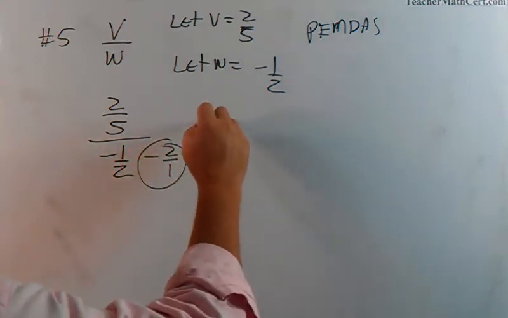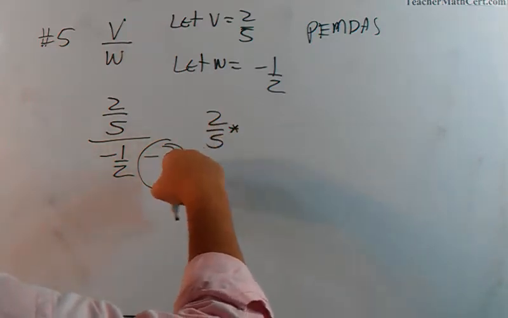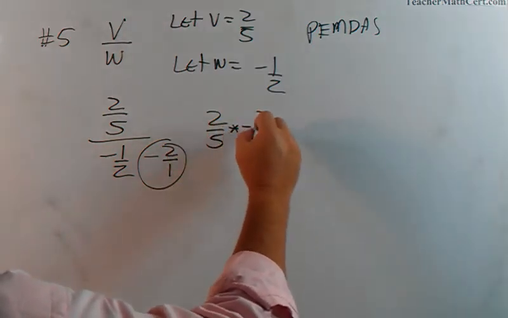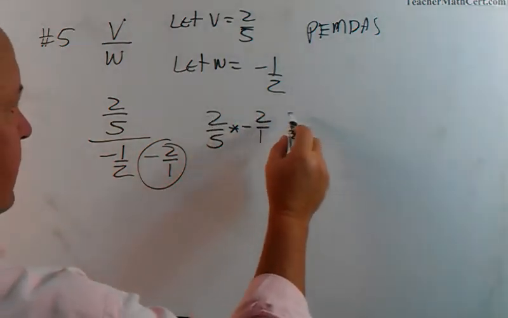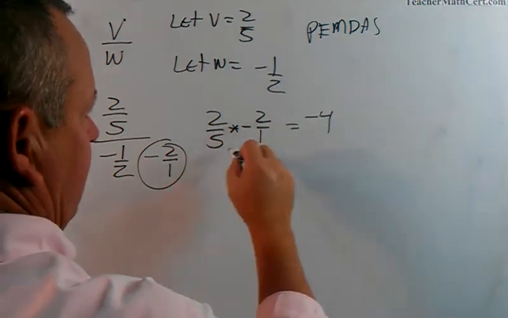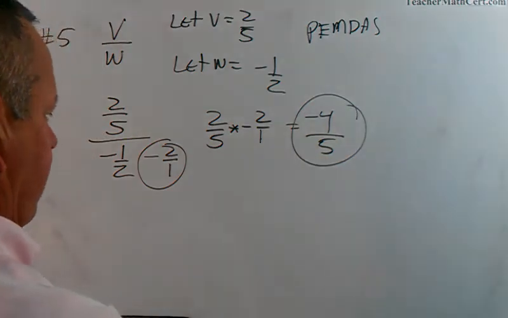Take this. It's going to be 2/5. Now it becomes multiplication times negative 2 over 1. It's going to be 2 times negative 2 is equal to what? Negative 4. 5 times 1 equal to 5. The answer is negative 4/5.